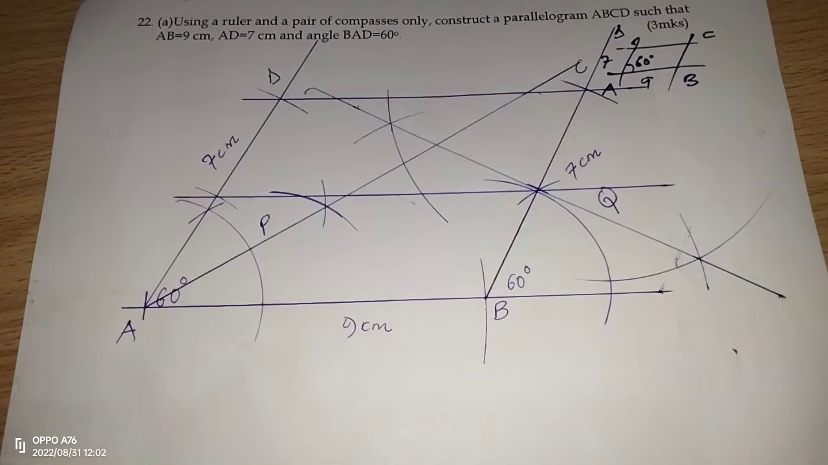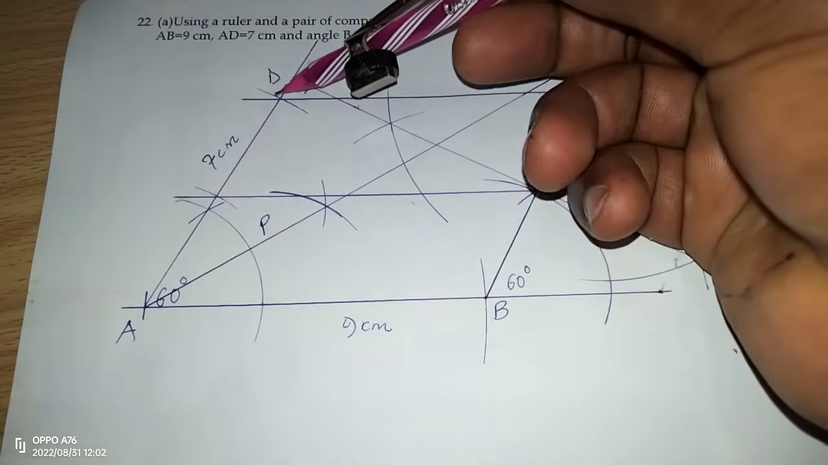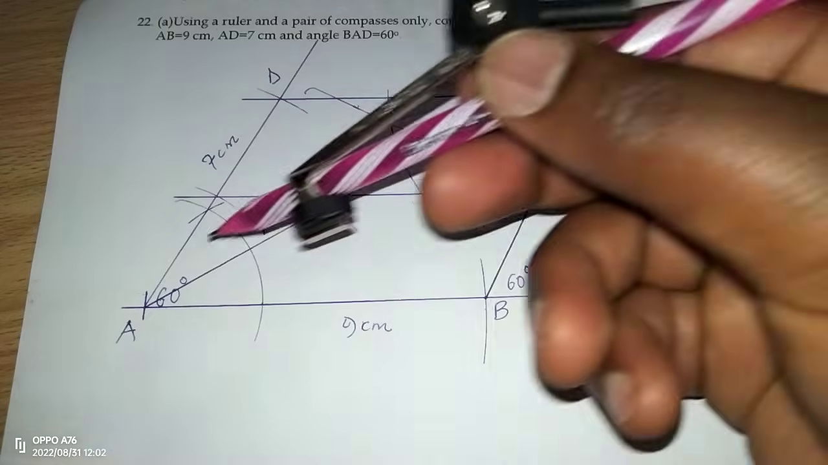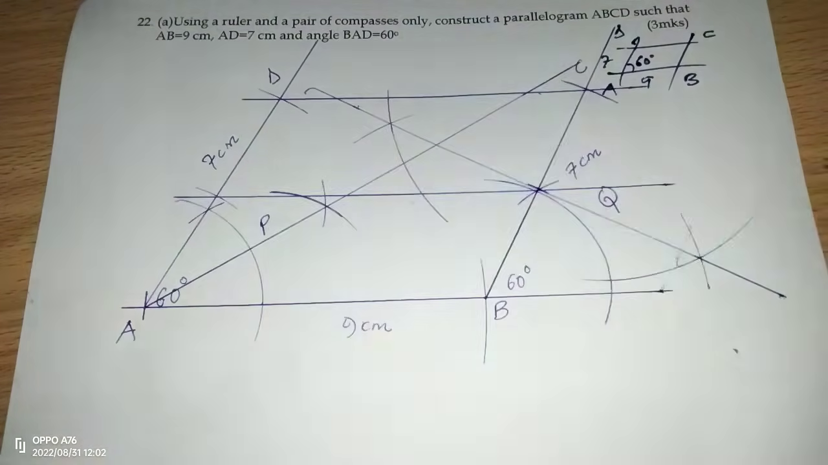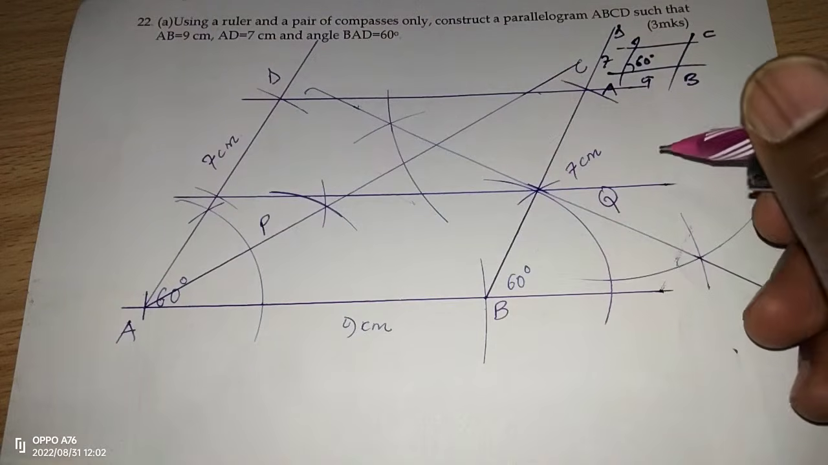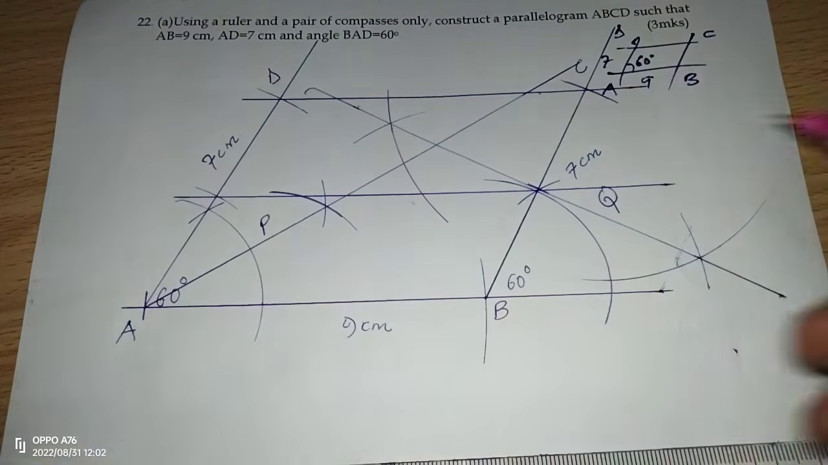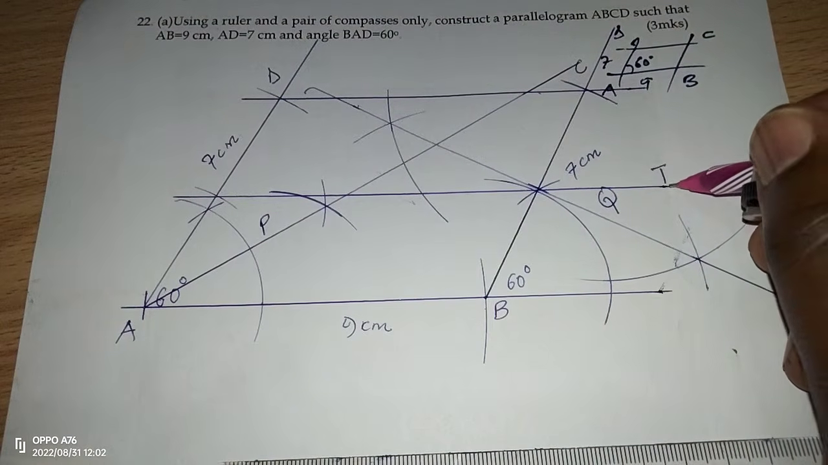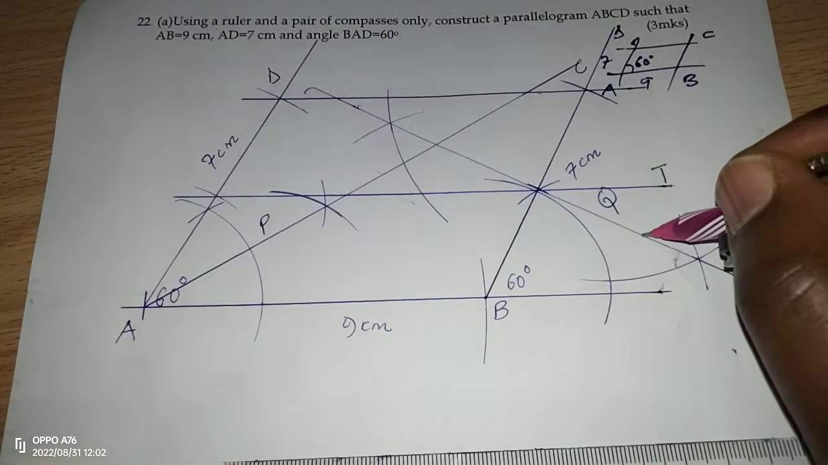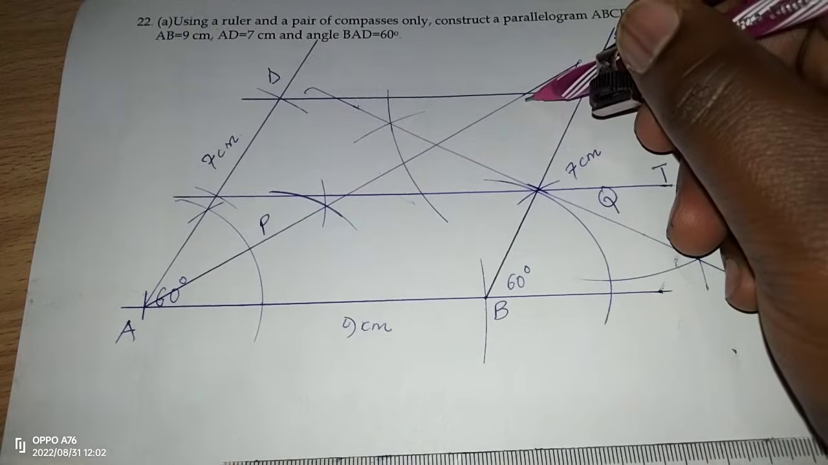These are points which are equidistant from DC and also AB. This parallel line to the given lines. So this one will be the locus of point, we said point T. So locus of T is this one, locus of Q, this one, and locus of P, this one.